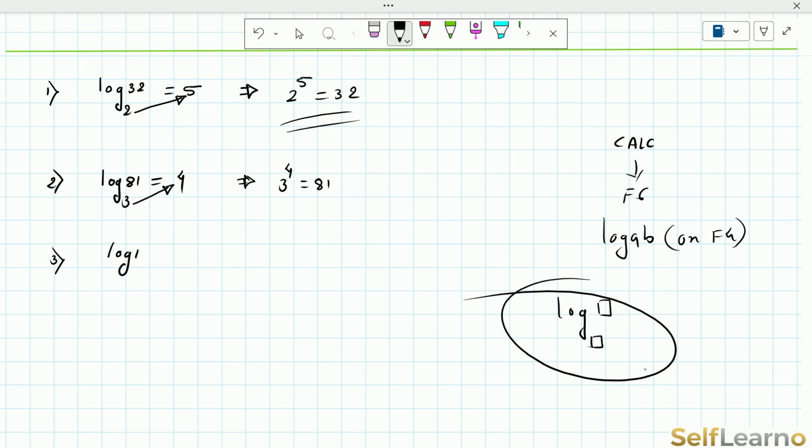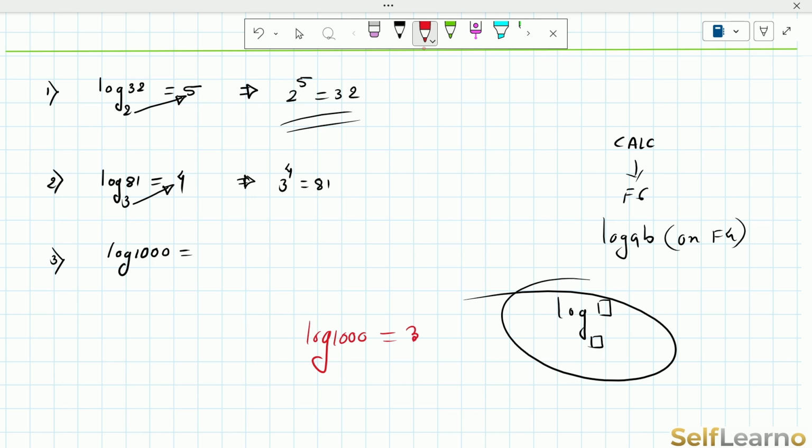Log 1000. Say, here no base is written, right? So you should assume that the base is 10, or otherwise on the first screen of your calculator, this option is available. That is simple log is written. Okay, you can use this log 1000 in your calculator. You will get 3. Okay.